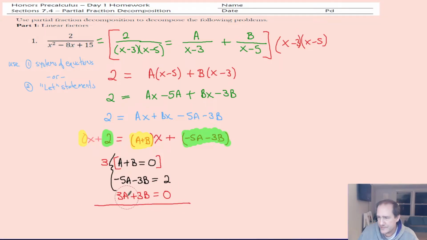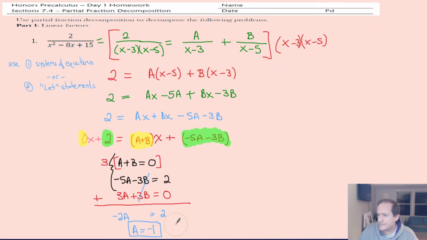And then what I'll do is I'll add this second equation, the negative 5a, and so on, to the 3a, and so on. And then we'll get an equation where the b's cancel. So those are gone now. And I now have negative 2a, and it equals 2. So dividing by negative 2 tells me that a is negative 1.